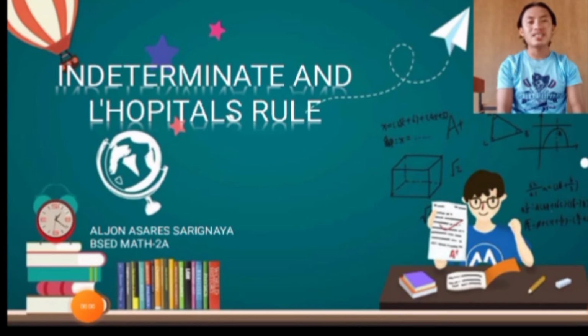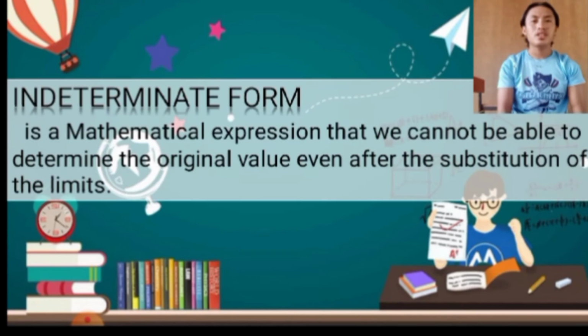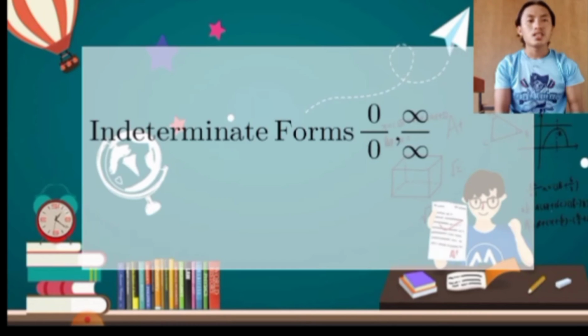So hello everyone, this video is about indeterminate forms and L'Hopital's rule. An indeterminate form is a mathematical expression for which we cannot determine the original value even after substituting the limits. There are 7 types of indeterminate forms.